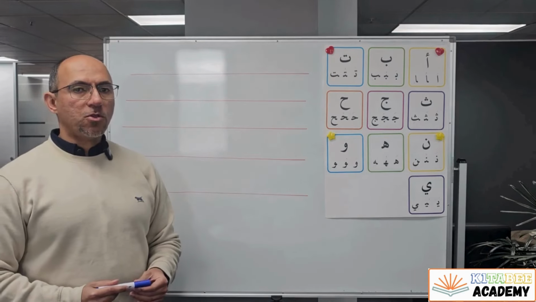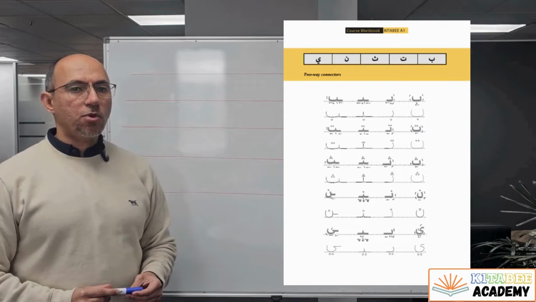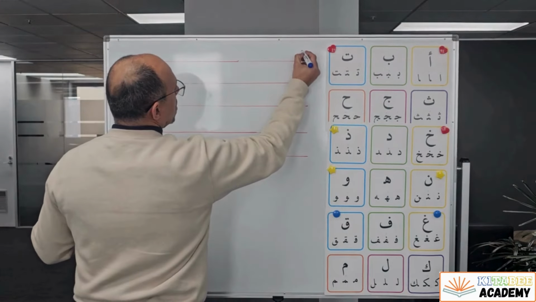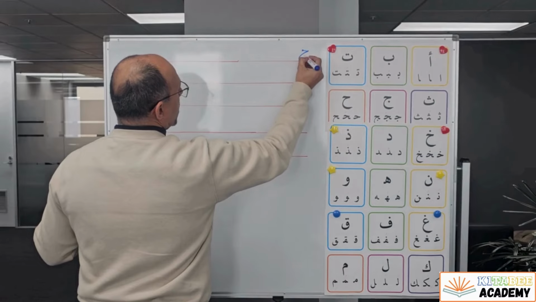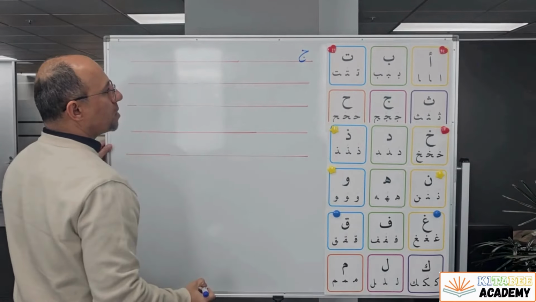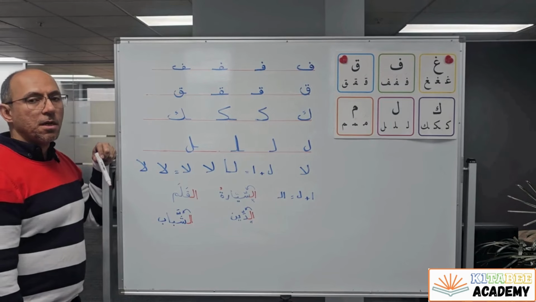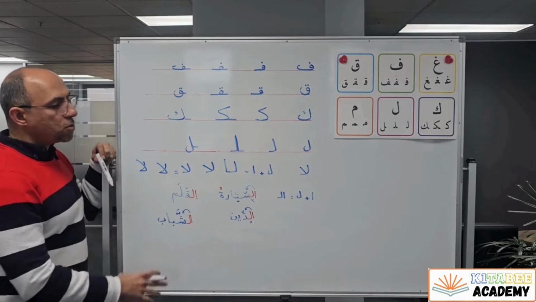If you go to page number 2 on your book or booklet, so the letter J, it looks like 7 in English, but with a big belly, and we don't forget the dot in the middle. So that's the letter J. So this is the definite article, Al, and this is the rule of it.